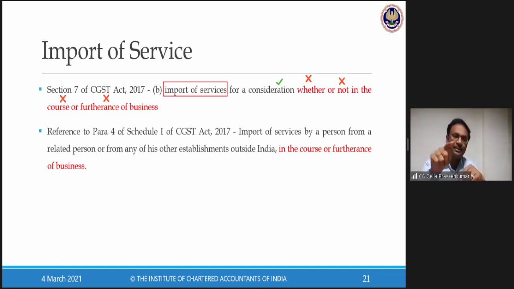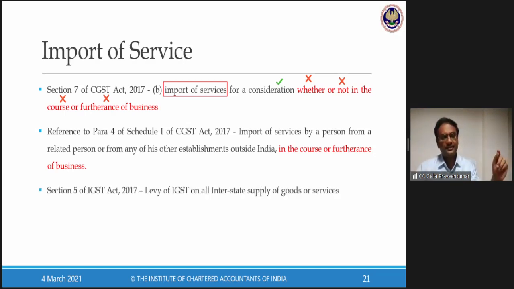The moment I say it is a supply, it is called import of service. So friends, when I read my Schedule 1, if there is a transaction between distinct persons, I call that an import of service. Next. Section 5 of the IGST Act says there is a levy of IGST on all interstate supply of goods or services. So when there is an import of service for a consideration, and when there is an import of service not for a consideration, when I read these both together, I call it an interstate supply.